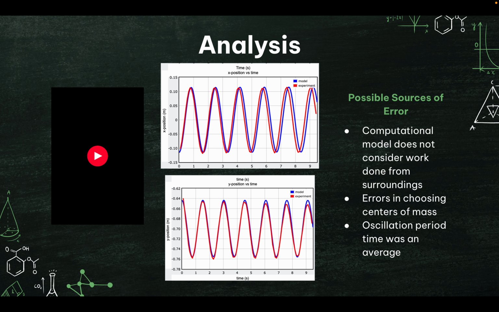There are a few reasons for possible errors in this experiment. First, our computational model only accounts for gravity and spring force in the net and not things like air resistance, which are present in the observed model. Furthermore, there could be an error since we handpicked the centers of mass. Finally, the oscillation period we used for the model was an average, but there's a chance that some of the oscillation periods in the observed model are shorter or longer, which could explain the deviation with the x position.